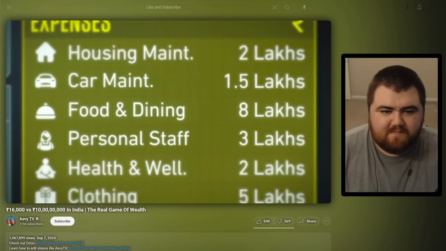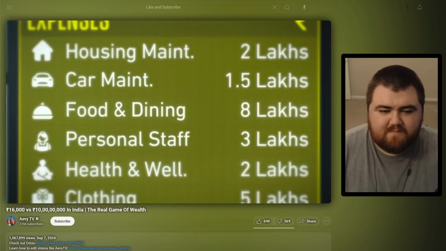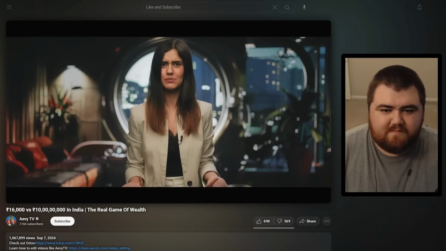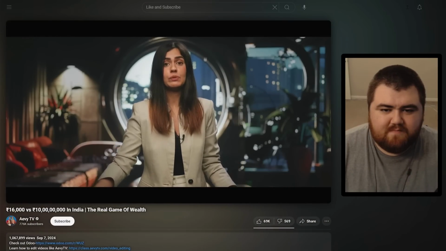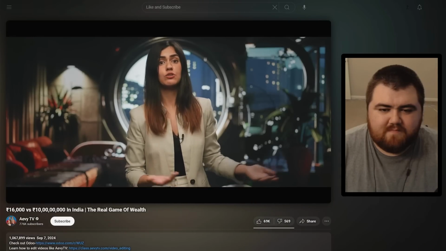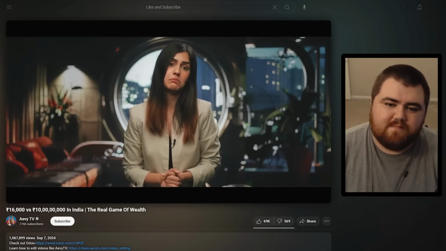But wait, 7 to 8 lakhs on food and dining? How much can a person possibly eat? Well, you like paying for the table every time you go out with your peers, so every outing is around 1 to 2 lakhs and you go out 3 to 4 times a month.